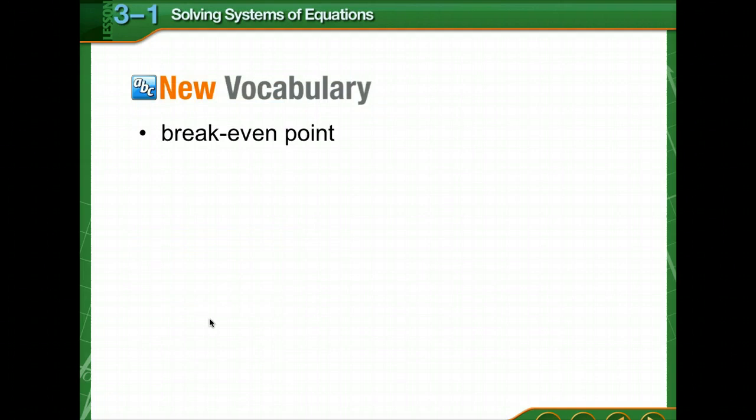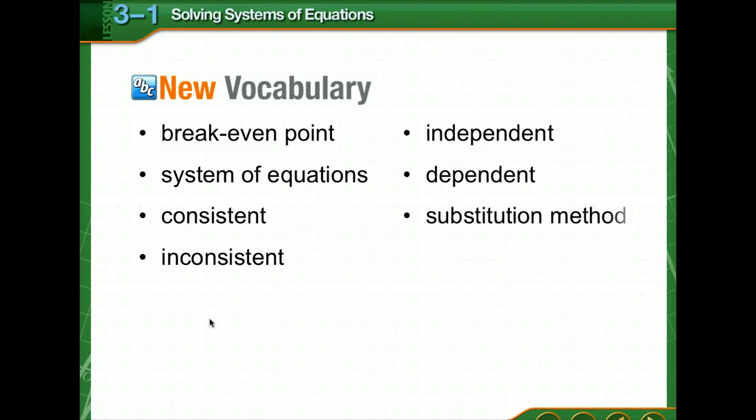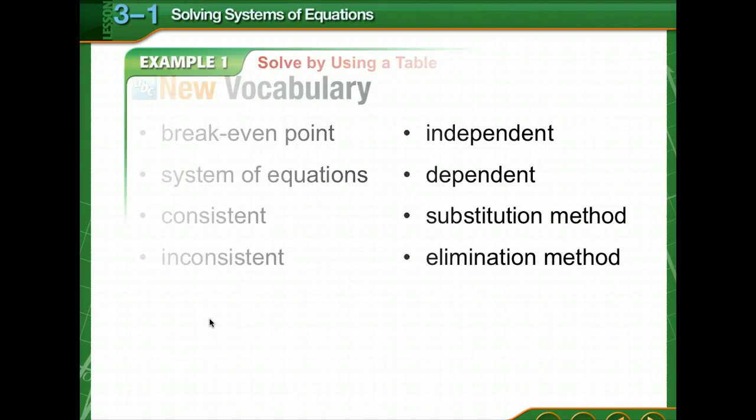New vocabulary is break-even point. So when we're talking about system of equations, that's where two equations would cross. Systems of equations is two or more equations with the same variables that we're trying to solve. They can be consistent, inconsistent, independent, dependent. We're going to use the substitution method algebraically and the elimination method.